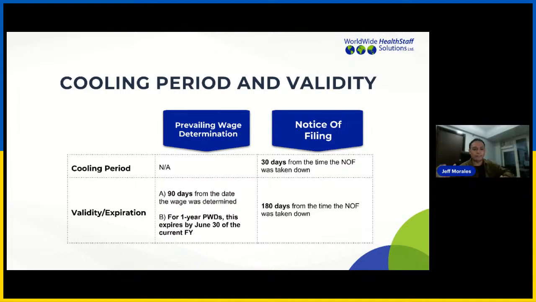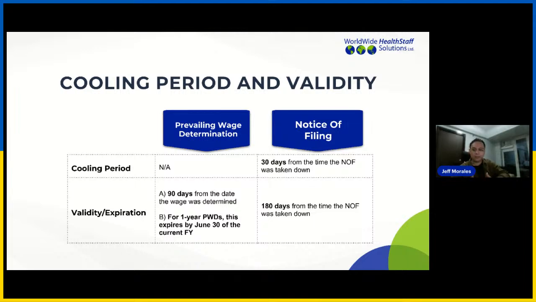Now, on the validity and expiration, this is a bit tricky for PWDs because the Department of Labor issues two different prevailing wage determinations. There's what we call the 90-day validity, and there's what we call the 1 year validity. For 90 days, it's pretty straightforward. The expiration date is 90 days from the date when the wage was determined.